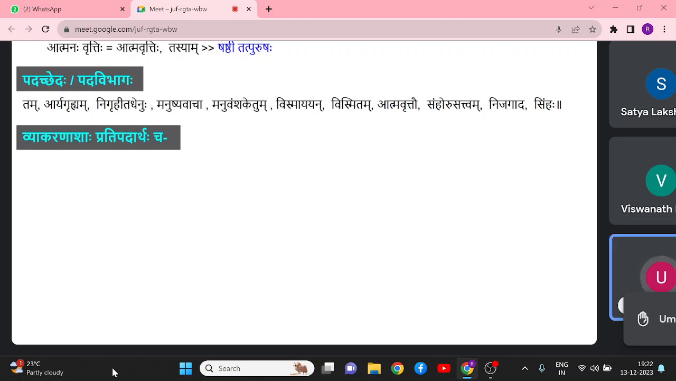Pullinga Dvitiya Vibhakti Ekvachana. Atma Vrittau. It's actually I don't know this. Vritti, I just told. Atma Vritti, Strilinga. Okay, Strilinga. Atma Vritti Shabdaha. So then Ikaranta, like Mati Shabda. Okay. Vrittau will be Saptami Vibhakti Ekvachana.